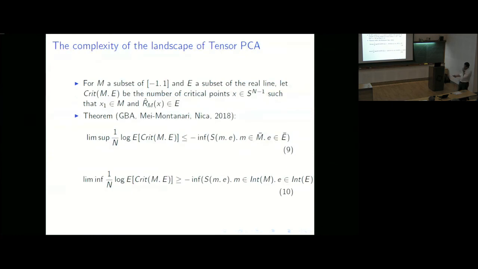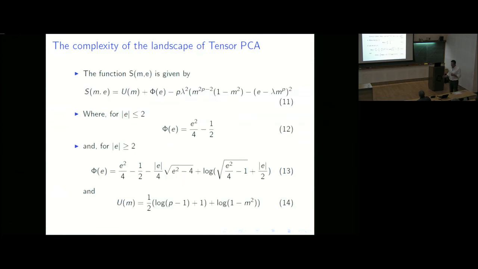All right, so here's a theorem to explain all this. This is the annealed complexity. You can prove that the limsup and the liminf of 1 over n log of the mean number of critical points, that is, the number of critical points such that the latitude x1 is in M and where the value is in E, is obtained by a variational problem for a certain function of m and e, on the closure and on the interior. And this variational problem, this entropy function if you want, is given by this mess.